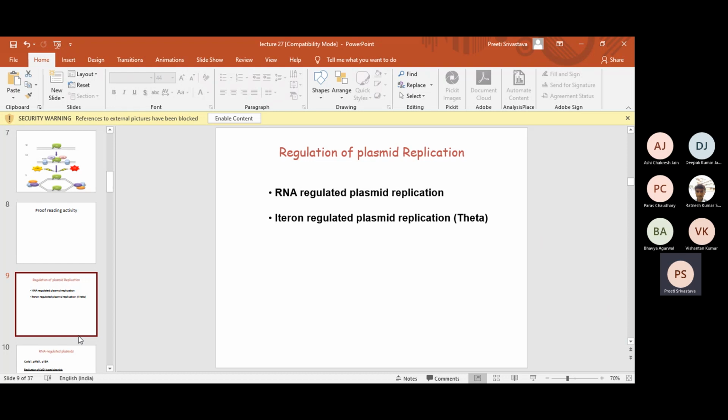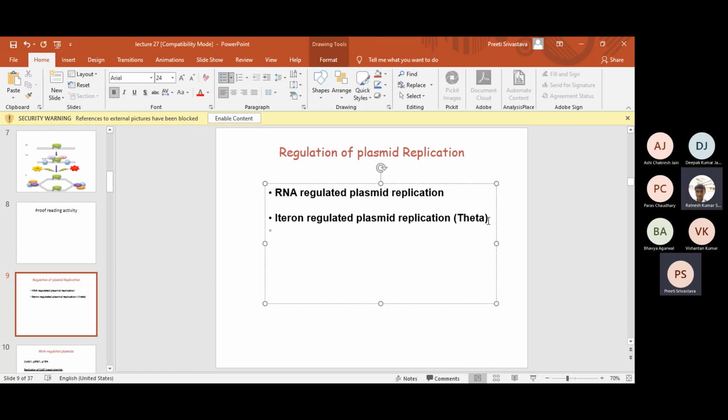Mainly there are two mechanisms for regulation. The first one is RNA regulated plasmid replication, and the second one is iteron regulated plasmid replication. Class, have you studied this? No, ma'am, we have not started. Okay, so iterons are direct repeats.